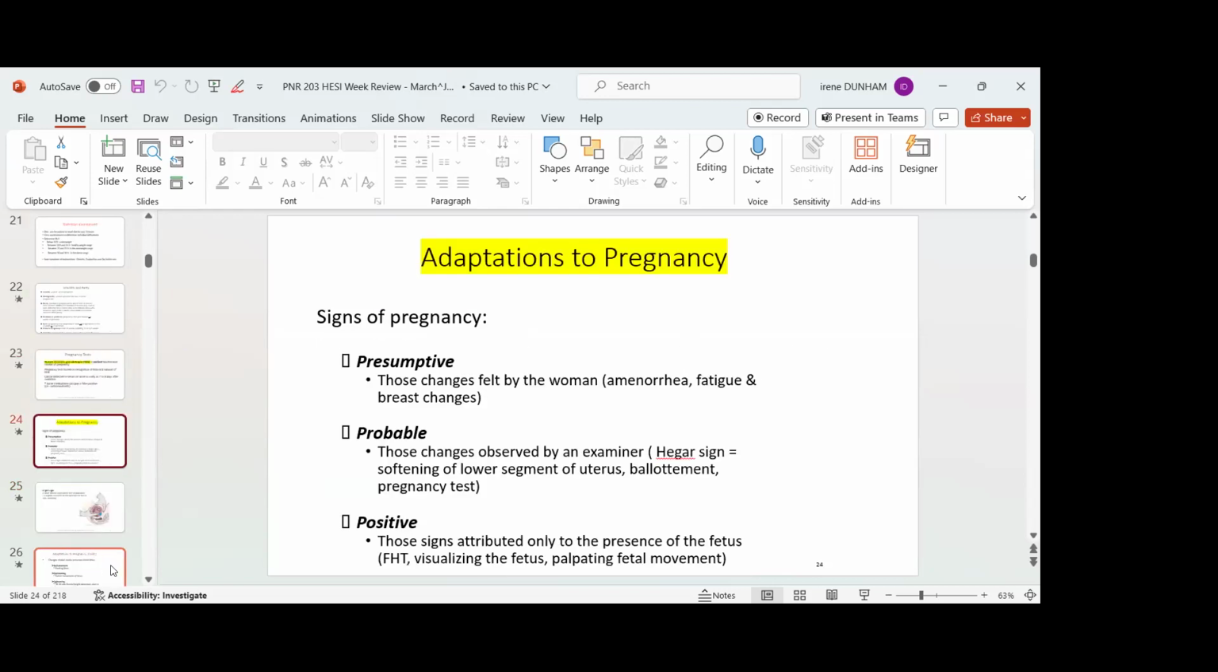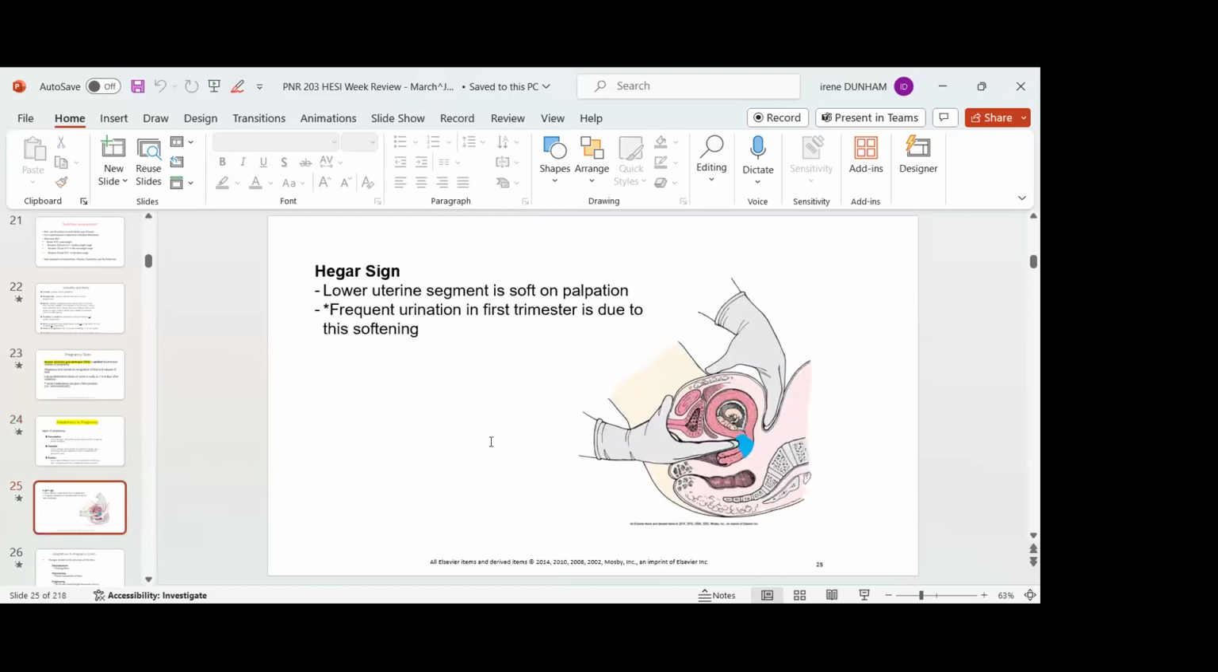Okay, so these are your signs of pregnancy. And I know we've gone over these before, but just reviewing. So, presumptive. Remember when I was teaching before, the U in presumptive means these are you. These are the changes felt by the woman, you. So just think of that. And then you've got amenorrhea, fatigue, and breast changes. If I'm pregnant, I'm feeling these things. It's me, it's you.